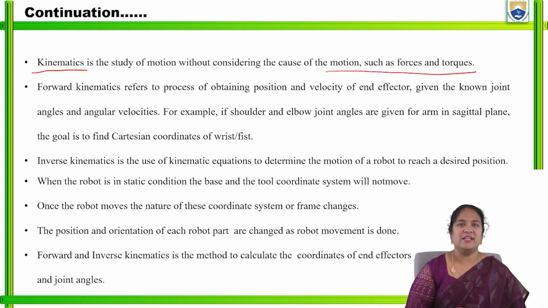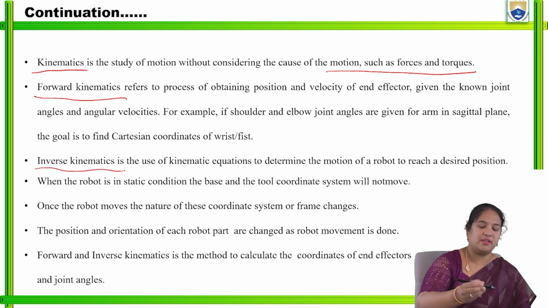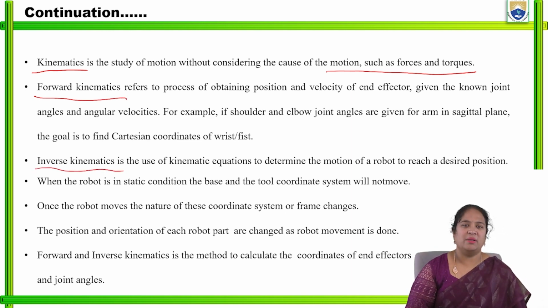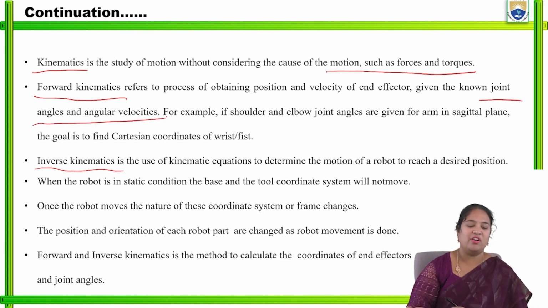In kinematics, we have two types: forward kinematics and inverse kinematics. What do we mean by forward kinematics? It refers to the process of obtaining the position and velocity of the end effector with the help of joint angles and angular velocity. That is known as forward kinematics.